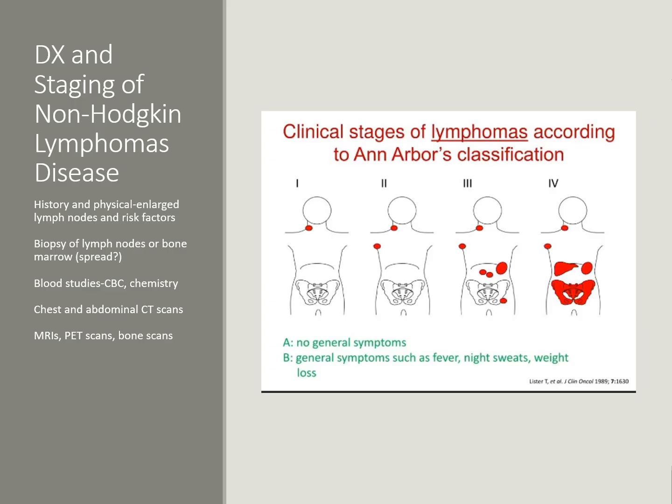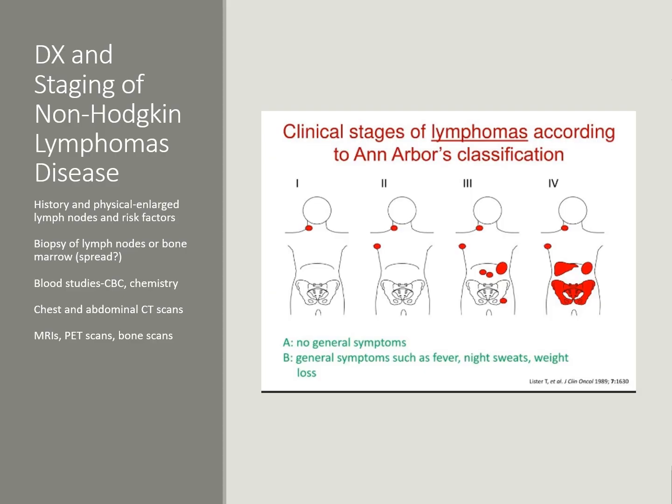And we may do bone marrow biopsies as well to see the extent of spread, if we've had spread of these cells into the bone marrow. We can also do multiple blood studies, things like CBCs or other types of chemistry. We can do chest and abdominal CT scans to look for changes or involvement in lymph nodes throughout the body, and other imaging studies like MRIs, PET scans, and bone scans to help us determine spread of these diseases.